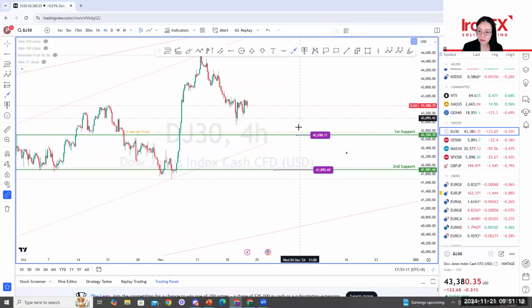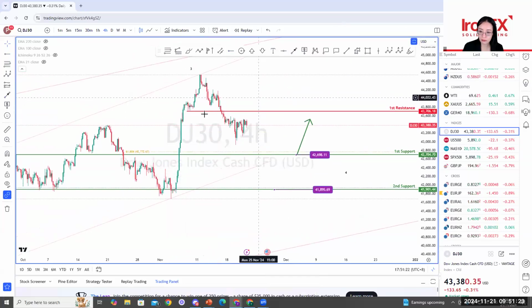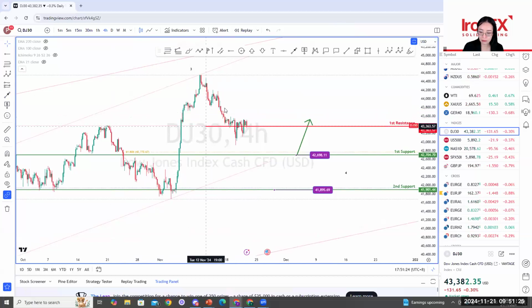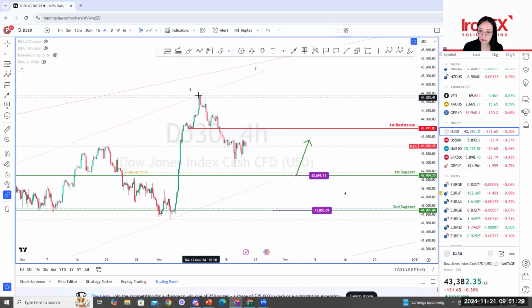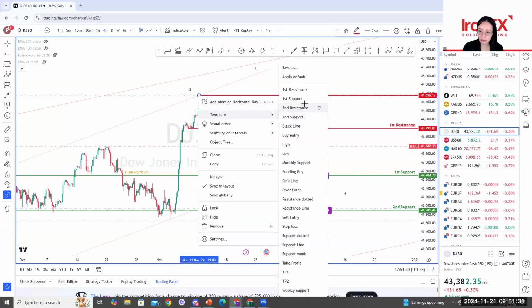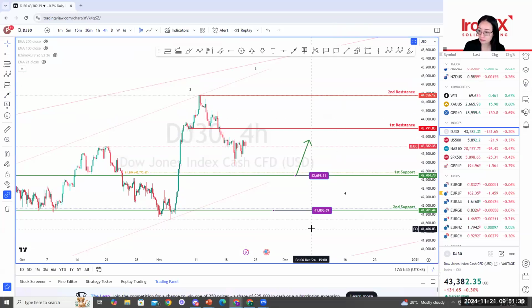If you were to sell, sorry, buy, this is gonna be your TP1 or first resistance, or gonna be a TP1. I based on this one. And this one gonna be second resistance, which is TP2. Okay.